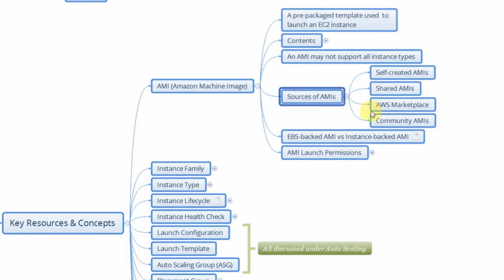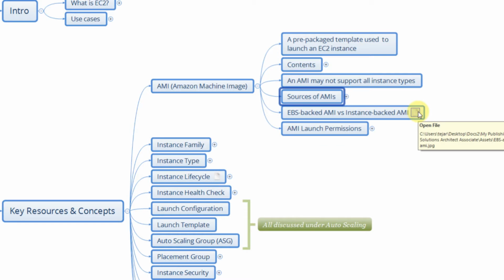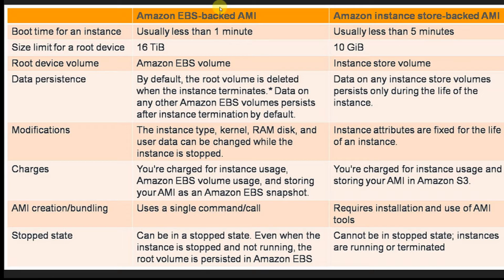The sources of AMIs include: you can create your own. There are shared AMIs available. There are community AMIs, and there are also AMIs you can purchase on the AWS Marketplace. There are 2 kinds of AMIs: EBS-backed AMIs and instance store-backed AMIs. Let's take a look at the differences between the two. So in this column, we have the EBS-backed AMI, and here the instance store-backed AMI.